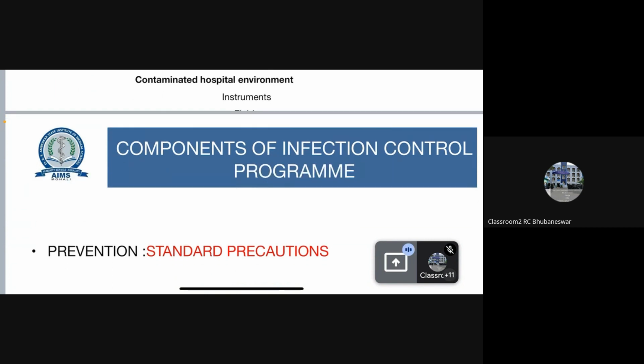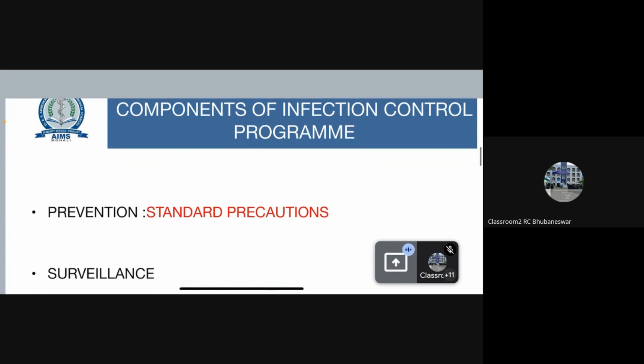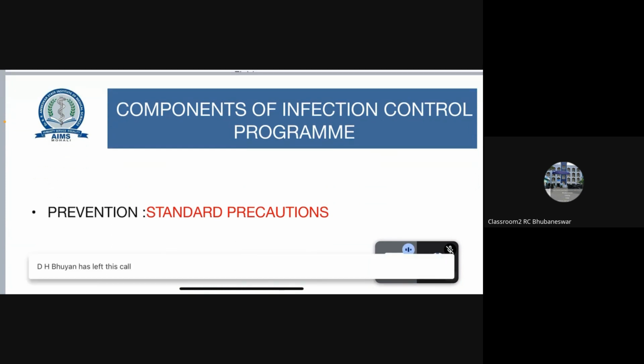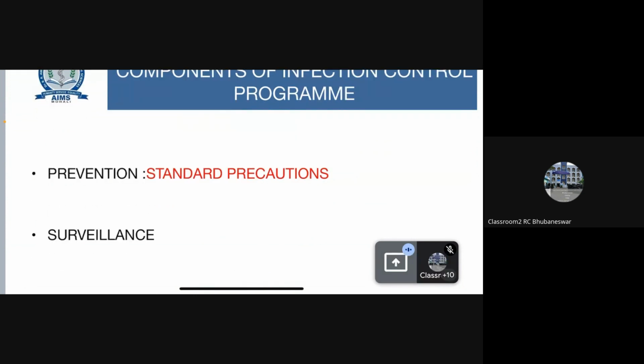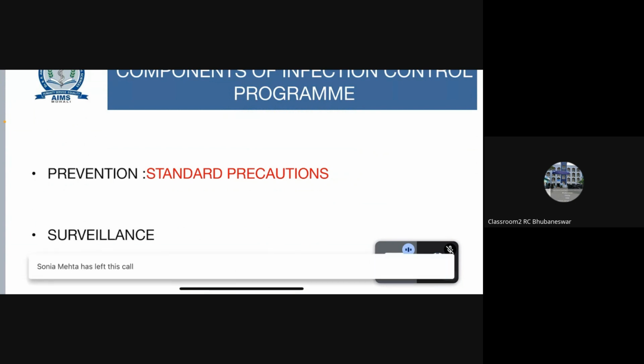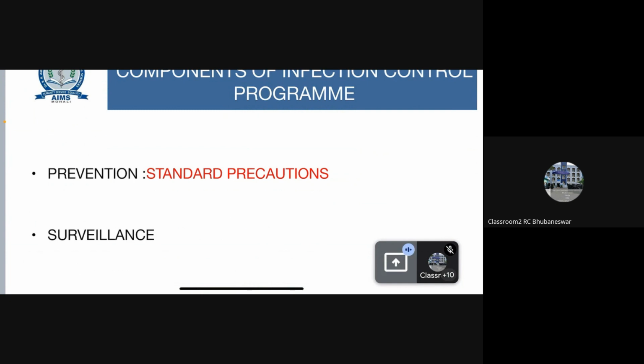What are the two major components of any infection control program which you want to run in your center? So number one is prevention, very, very important. We should always try to prevent it by following the standard precautions. Then another key factor is surveillance. The surveillance should be done.